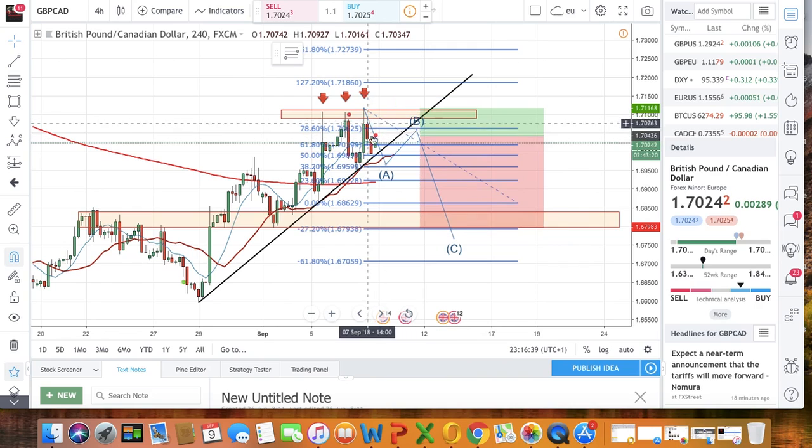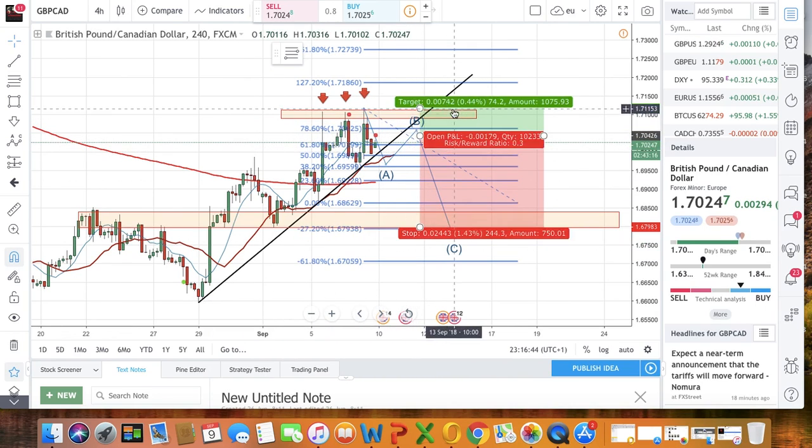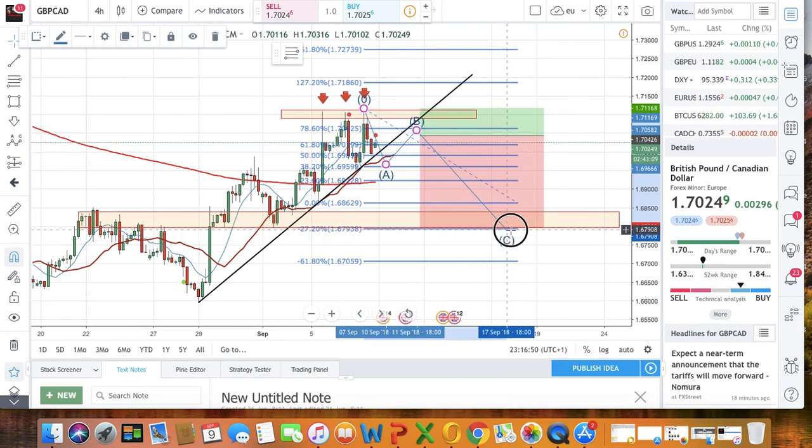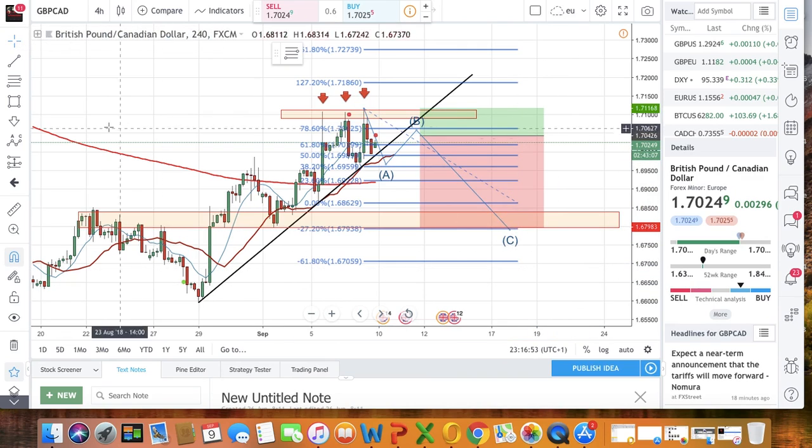So we're going to be looking at taking shorts as we head up to this resistance. Hopefully we'll break this trend line, complete an ABC pattern, and then take us down to take profit around our minus 27 fib.